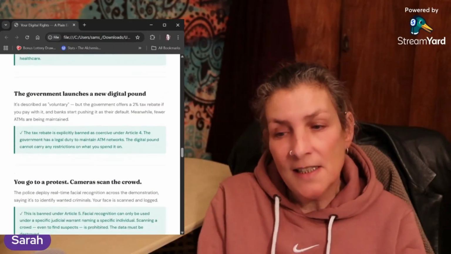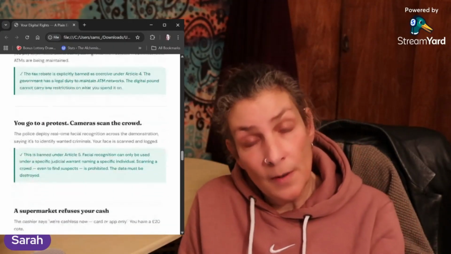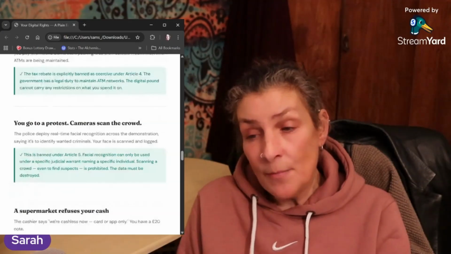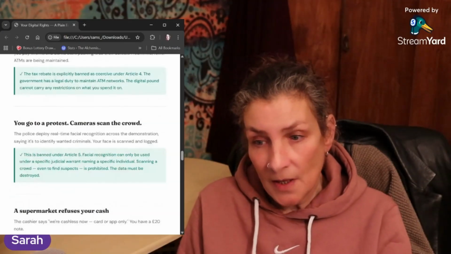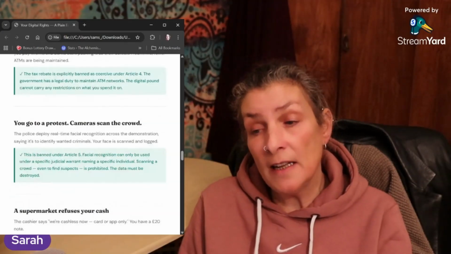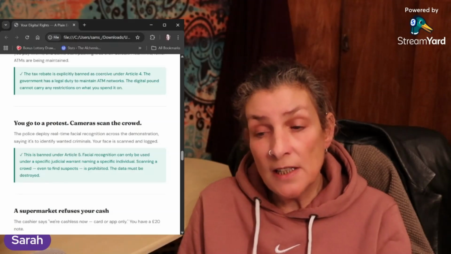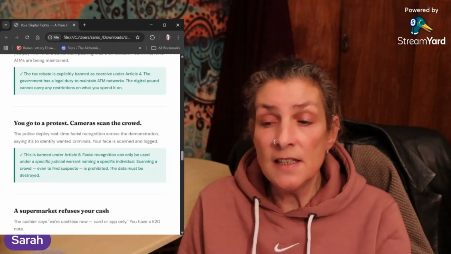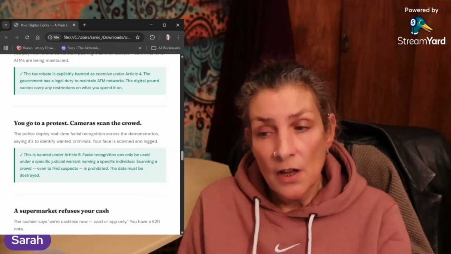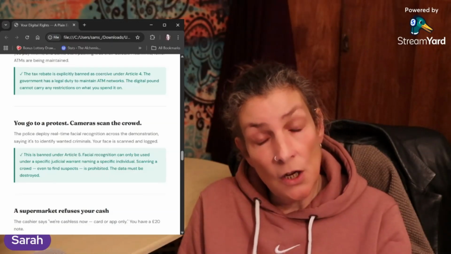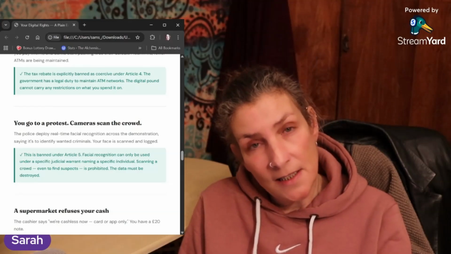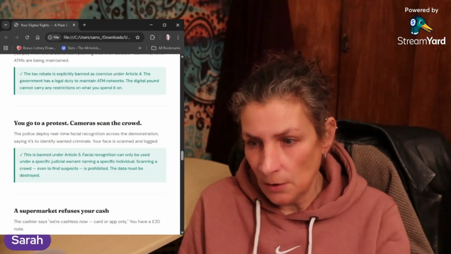Another one that's dear to my heart, you go to a protest. Cameras scan the crowd. The police deploy real-time facial recognition across the demonstration, saying it's to identify wanted criminals. Your face is scanned and logged. Remember, this is at a protest. I've covered protesting and the new policing bill changes that they're trying to push through.